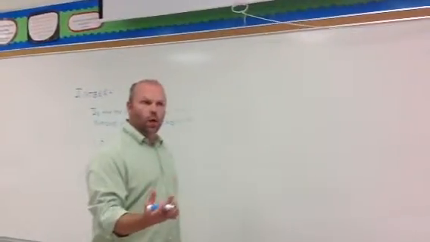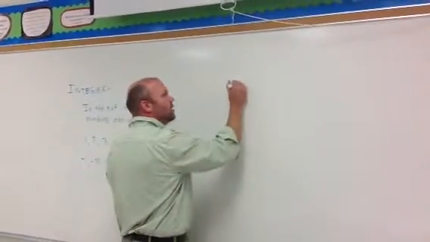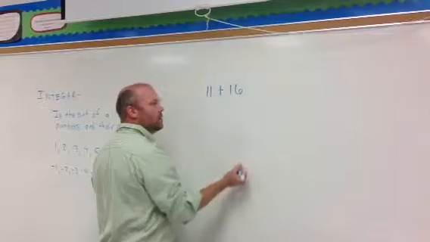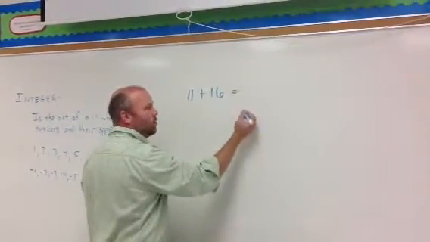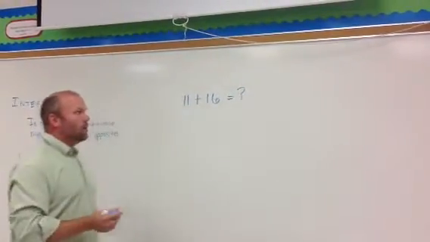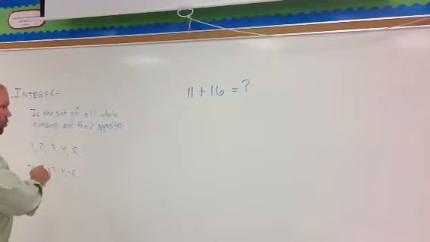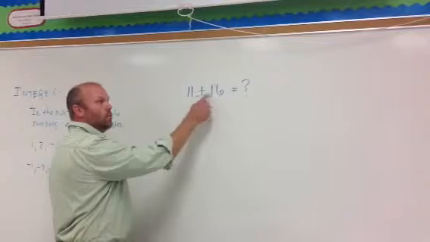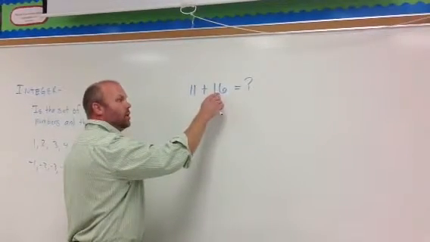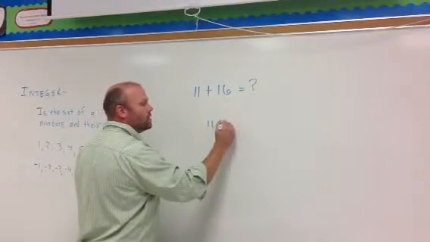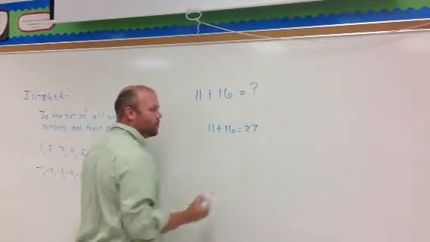Okay, so on your homework you might have a problem like this. 11 plus 16, and it's going to say equals, and there might be a question mark, or it might be blank. We know how to do this problem. These are integers because they're whole numbers. So what we would do is 11 plus 16, and we would get 27. So 11 plus 16 equals 27.